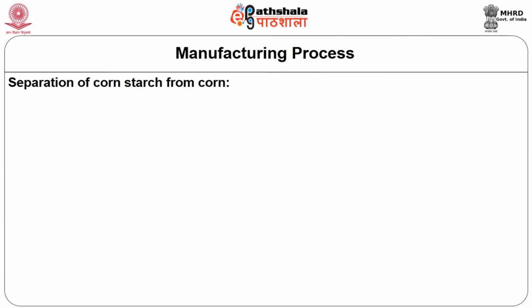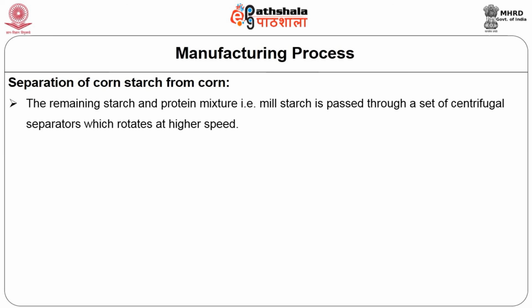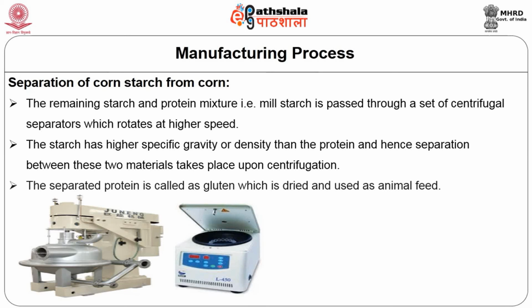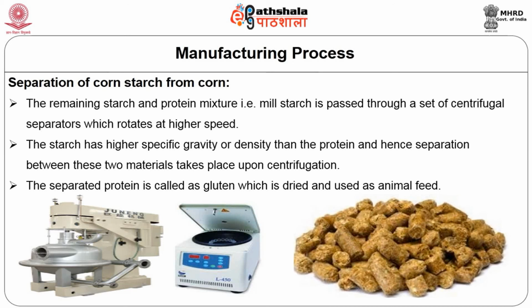As the fiber is removed, the slurry will now have starch and protein in it. The slurry is then passed through a set of centrifugal separators which rotate at higher speed. The starch has higher specific gravity or density than the protein, and hence the heavier starch will be separated from the lighter protein using centrifugal force. The separated protein is called gluten, which is dried and used.